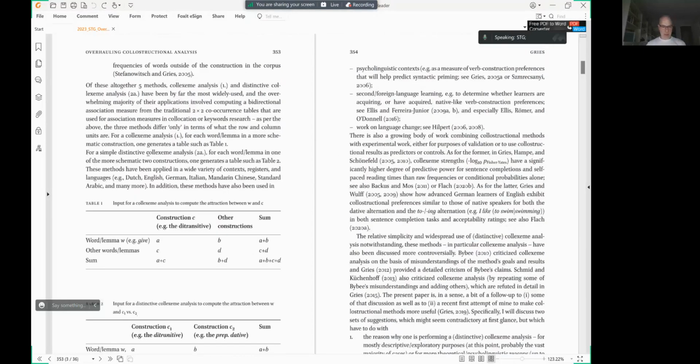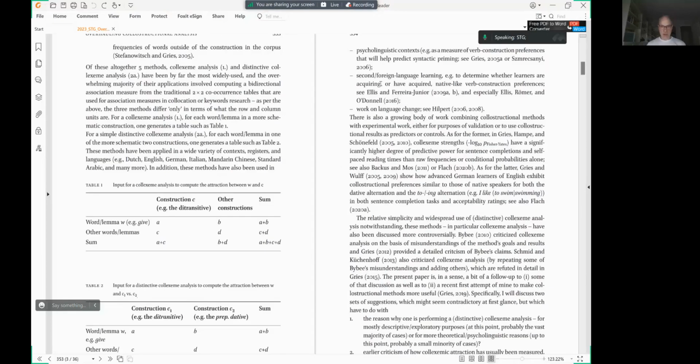And then the paper says, okay, this has been used in psycholinguistic contexts and second and foreign language learning contexts and work on language change. It's been applied with experimental work. Okay, that's all nice and great, but it's just background information, right? It doesn't advance the main argument.